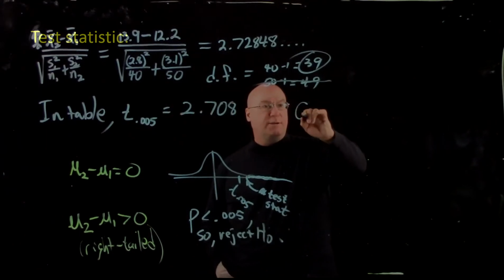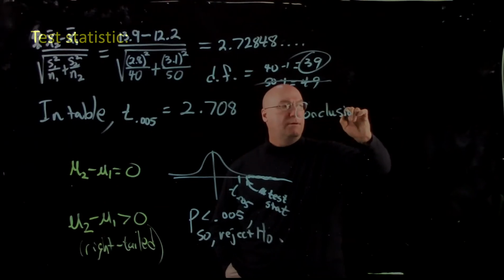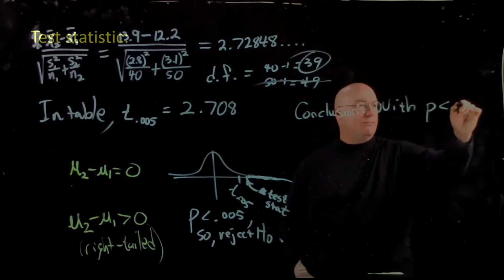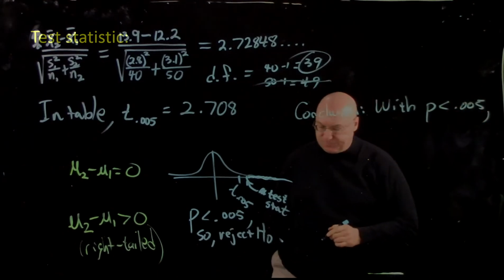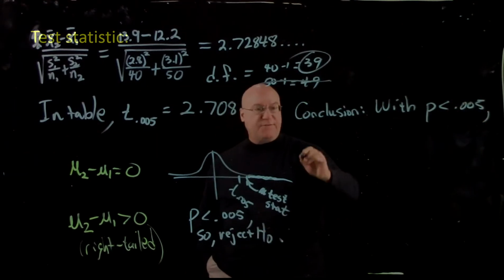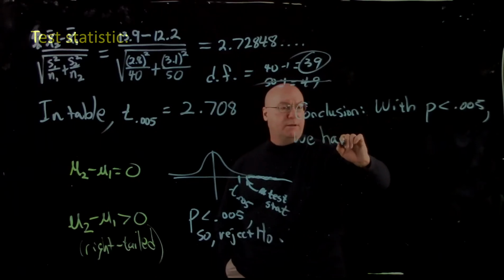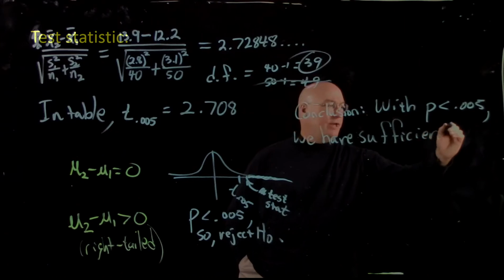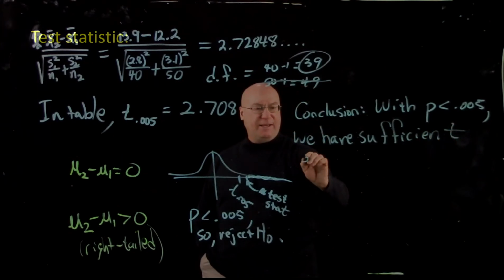All right, so what's our conclusion? I would say here's our conclusion. With P less than 0.005, we have sufficient evidence.